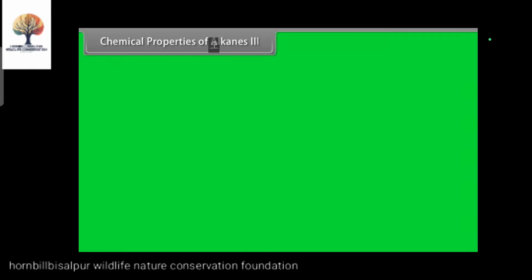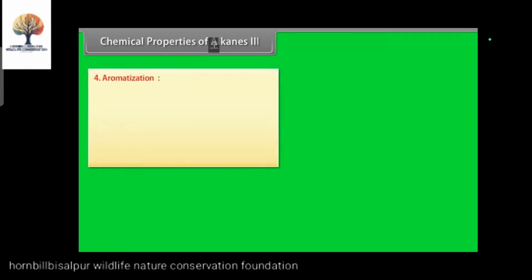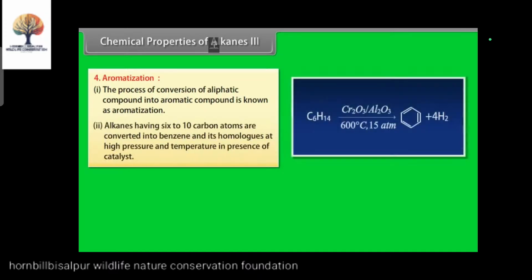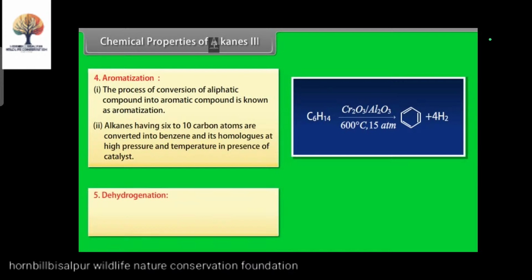Chemical properties of alkanes, part 3. Aromatization. Number 1. The process of conversion of an aliphatic compound into an aromatic compound is known as aromatization. Number 2. Alkanes having 6 to 10 carbon atoms are converted into benzene and its homologues at high pressure and temperature in the presence of a catalyst.